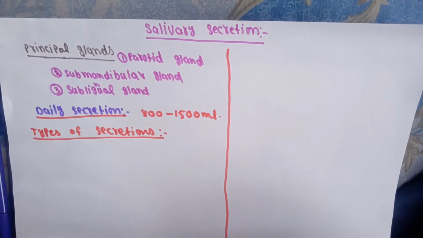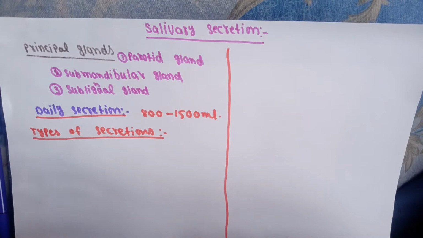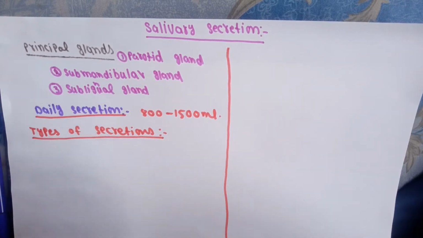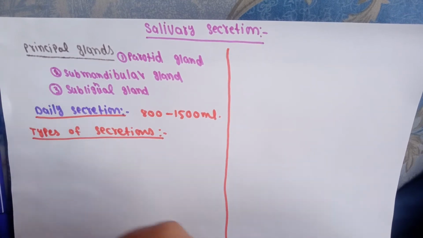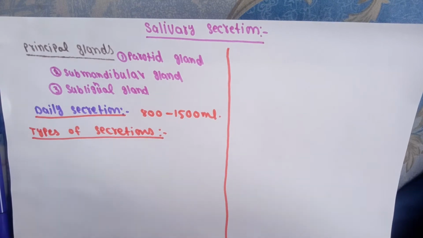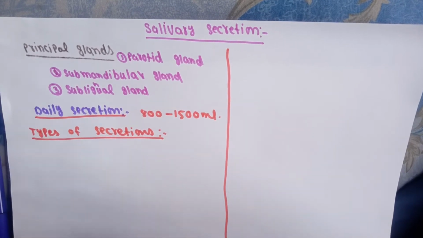Salivary secretion, what is saliva? Saliva is a fluid which is secreted in the oral cavity. It contains different types of ions, some in higher concentration, some in lower concentration, and certain enzymes that digest carbohydrates, especially carbohydrate digestive enzymes. So here we will talk all about saliva and how it is secreted.